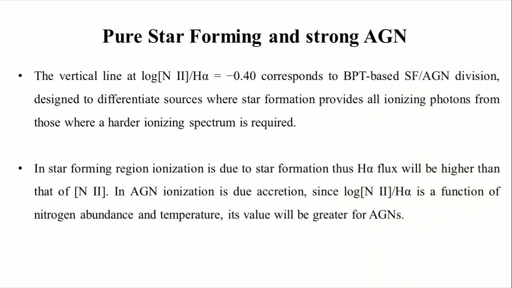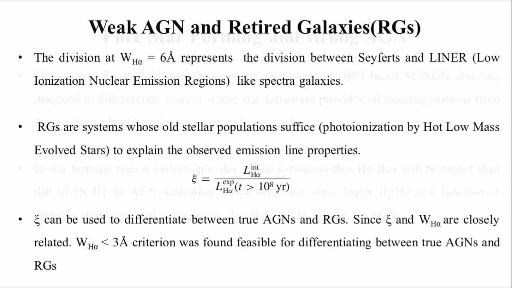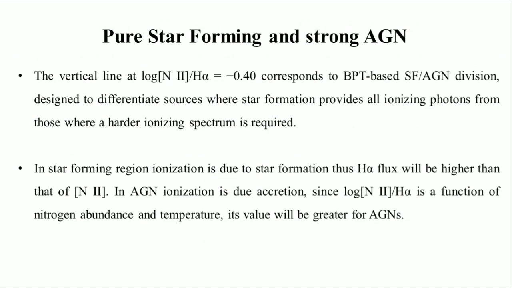So this distinction at log N2 by H alpha of minus 0.4 tells us whether the emission lines that we're seeing are due to star formation or AGN activity. Another way to explain this: as explained before, log N2 by H alpha is a measure of nitrogen abundance and temperature. So this value will be greater for AGN. That justifies why log N2 by H alpha is larger for AGN and smaller for star forming galaxies.